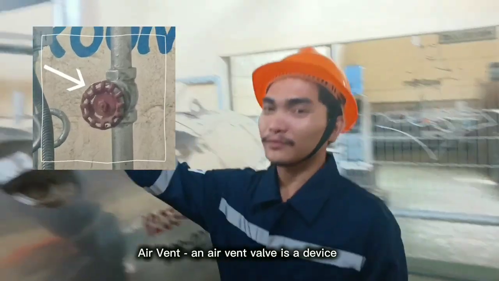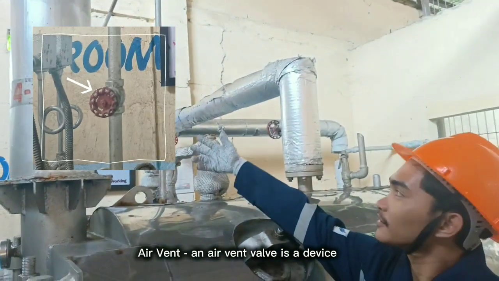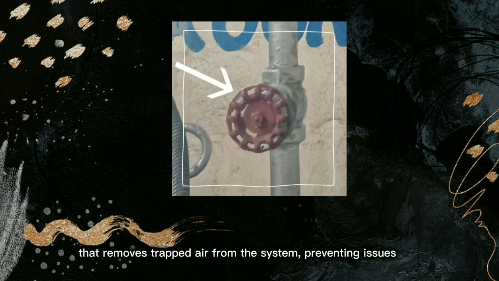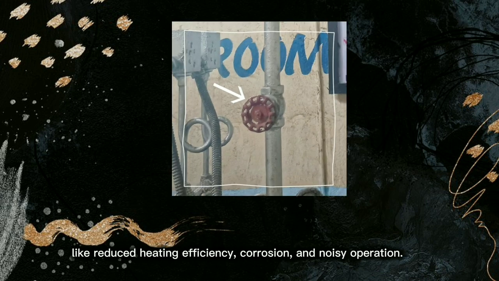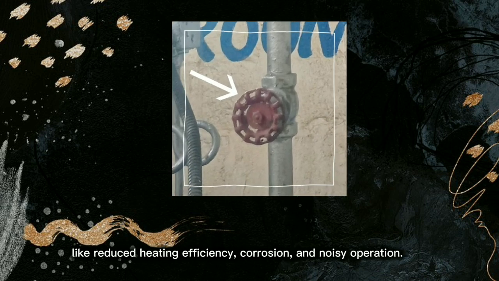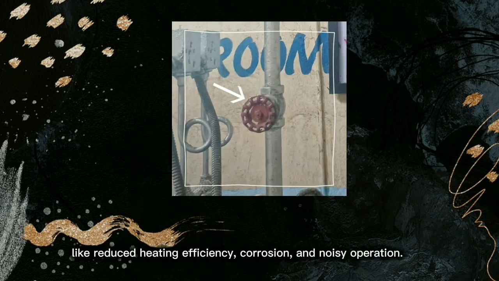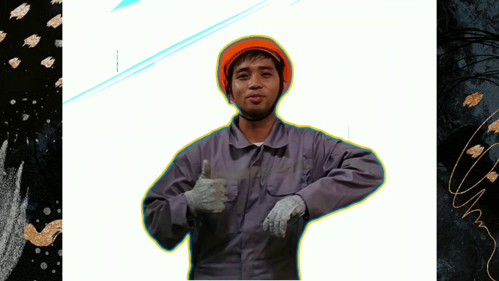Air vent valve. An air vent valve is a device that removes trapped air from the system, preventing issues like reduced heating efficiency, corrosion, and noisy operation.